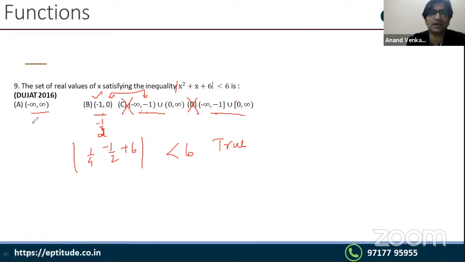तो कोई वैल्यू डाल लो, x = 1 डाल लेते हैं। यहाँ पे x = 1 डालेंगे तो आएगा mod of 1 + 1 + 6 is less than 6, which means 8 is less than 6, which is false. And since this is false, x = 1 is not a solution. And if x = 1 is not a solution, A can't be the right choice. So answer is option B.